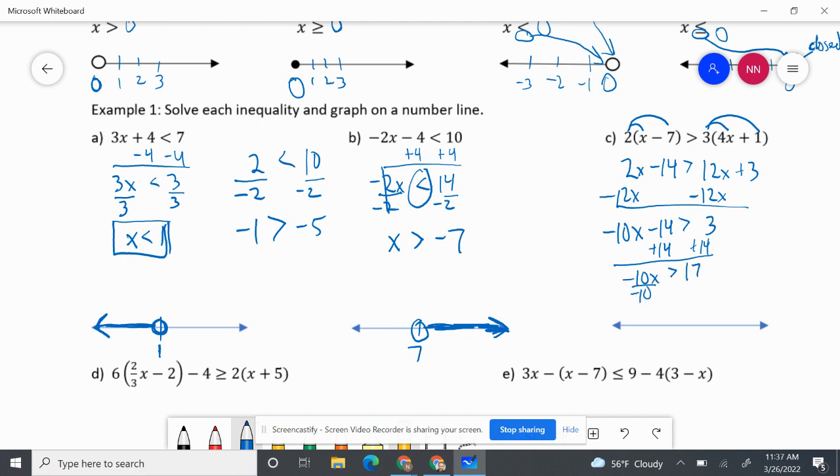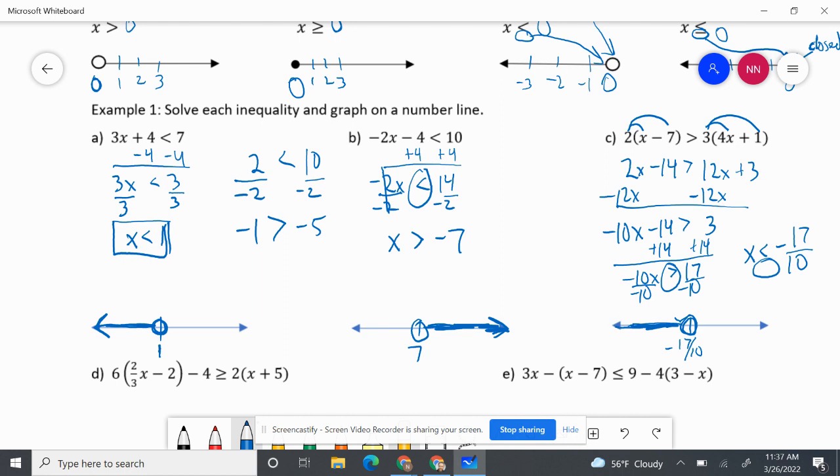I divide it by -10. Once again, when I divide by a negative, the inequality switches. So I get x is less than -17 over 10. So I'm going to put -17 over 10. This is going to be an open circle because it's not equal to, and since it's less than, it's going to go to the left.